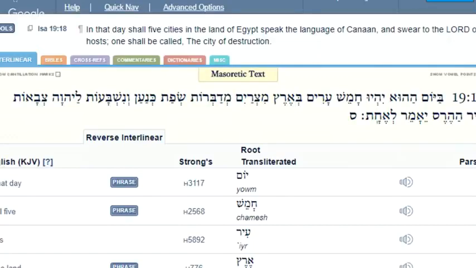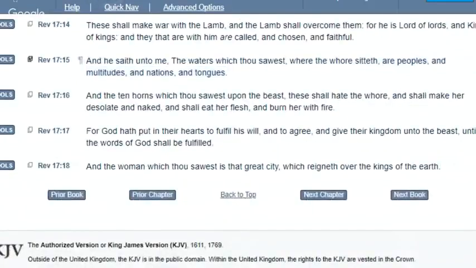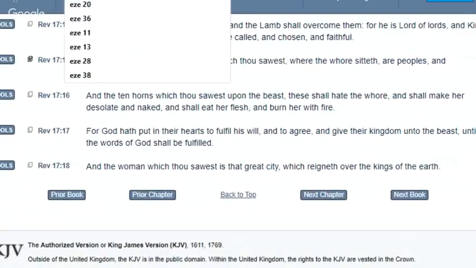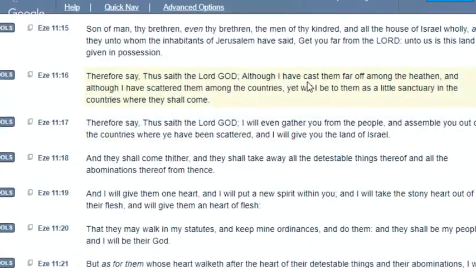So going back here, it says, "In that day shall there be an altar to the Lord in the midst of the land of Egypt, and a pillar at the border thereof to the Lord." And that's what's happening. You see all these different camps coming together and teaching the word of the Lord. This is Ezekiel 11:16, I believe. "Therefore say, thus saith the Lord God, although I have cast them far off among the heathen, and although I have scattered them among the countries, yet will I be to them a little sanctuary in the countries where they shall come." And that's why you have so many little camps all over the place.